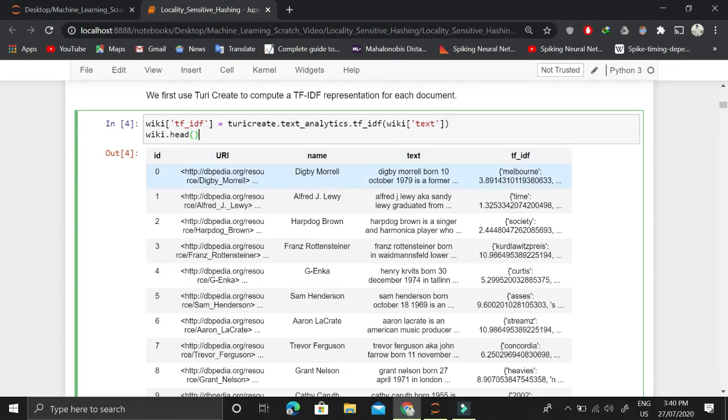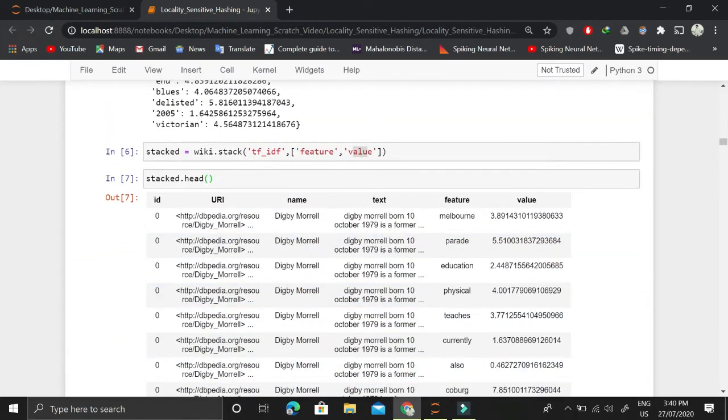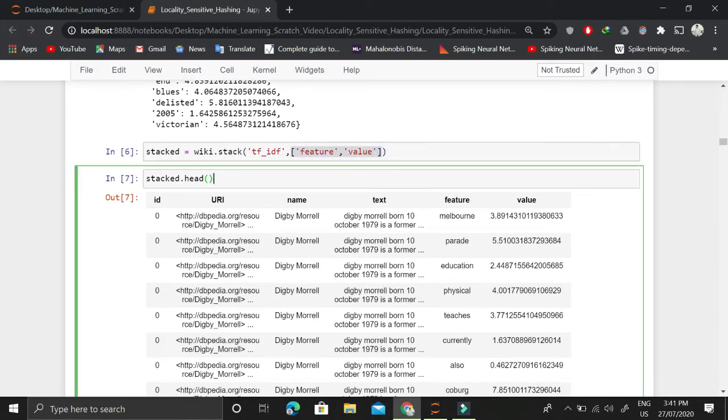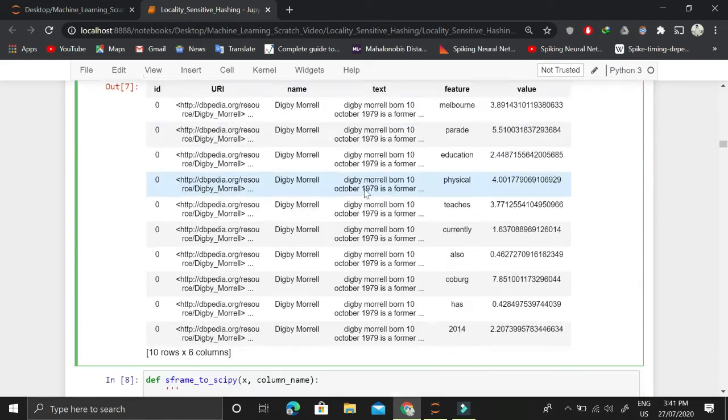This TF-IDF is in the form of a dictionary. Then we extract the dictionary values and unpack them into separate features, where we have a value for each feature, and the whole set of features is what we call the vocabulary size. So for each word, we will have a TF-IDF value in each of the documents.